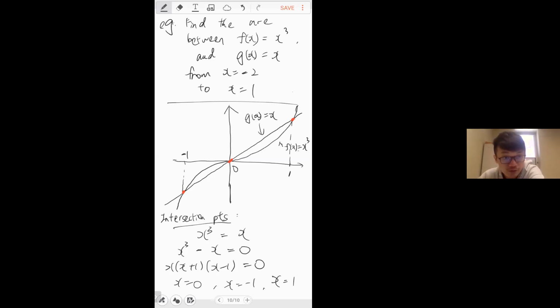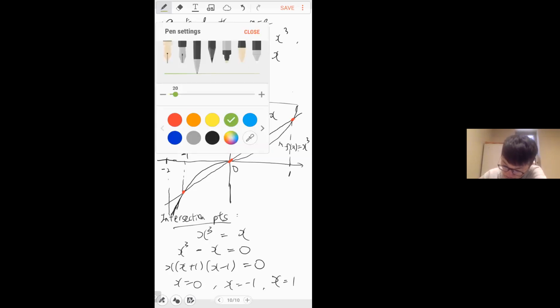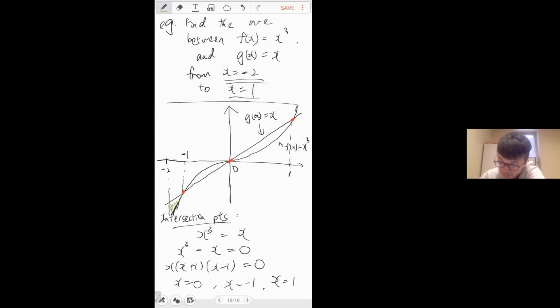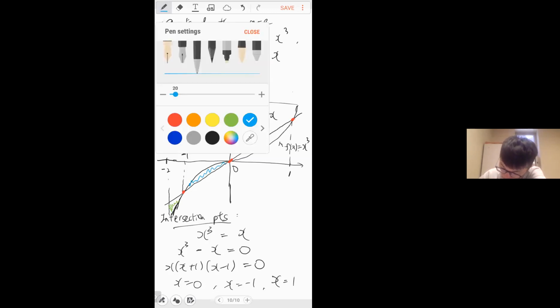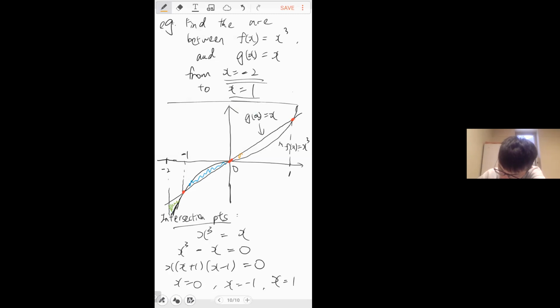Remember that I want to find the area between two curves from -2 to 1. So I need to extend my graph, and -2 is somewhere here. So I have 3 regions. First one is here. Second one is here. Last one is here. Is it okay? So how many integrals do I need to set up?